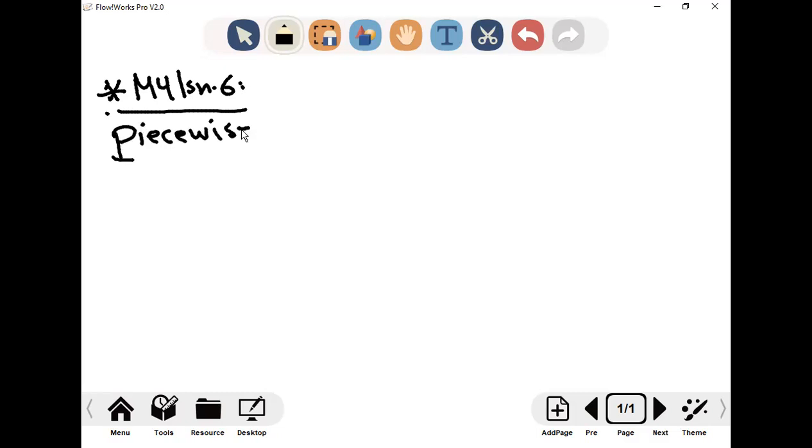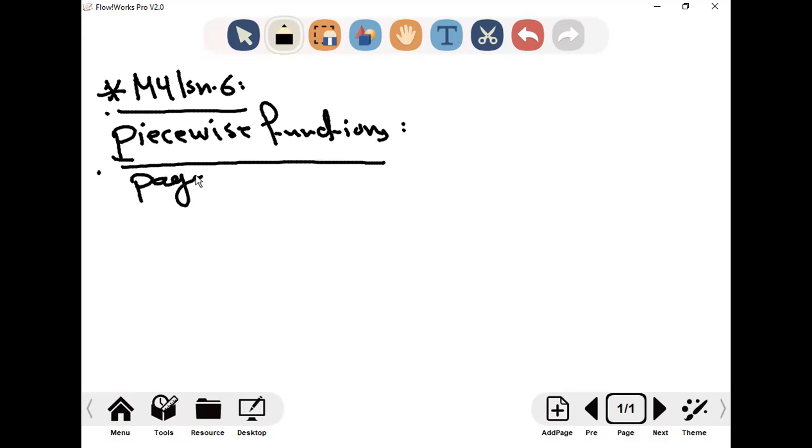Piecewise functions. Piecewise and the step functions, but today we'll take the piecewise function, okay? Page 259. And today we are in 8 December. Now, piecewise function is a function with more than one formula, right?